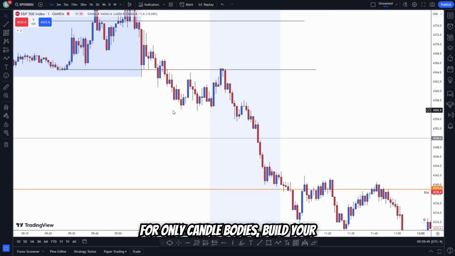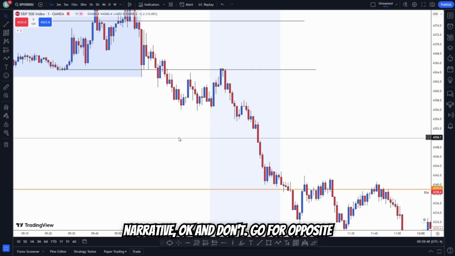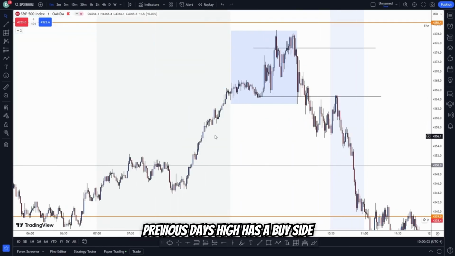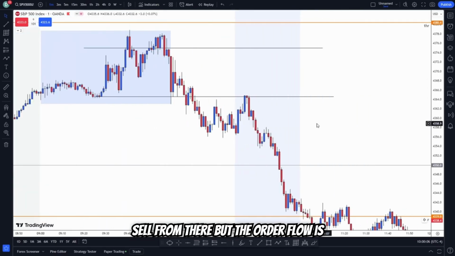So the thing is, look for only candle bodies, build your narrative. Okay, and don't go for opposite liquidity. So for example, if on the 4H time frame the market is going up, and you are looking to take a sell from buy side liquidity. You know that the previous day's high has buy side liquidity, so you're trying to take a sell from there, but the order flow is bullish. No matter how many stop losses or other things there are over there, it doesn't matter. It will go with the high time frame analysis.